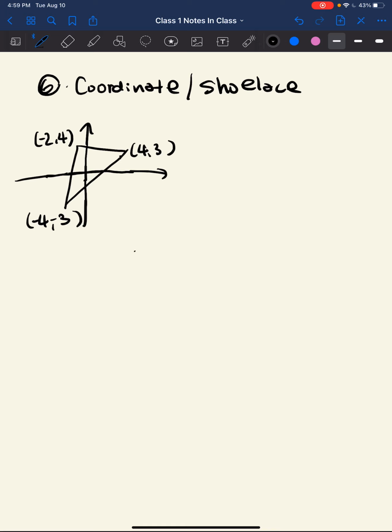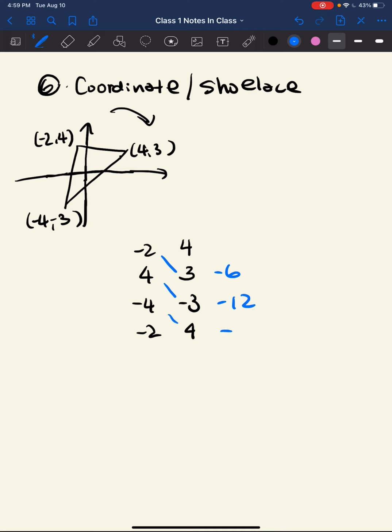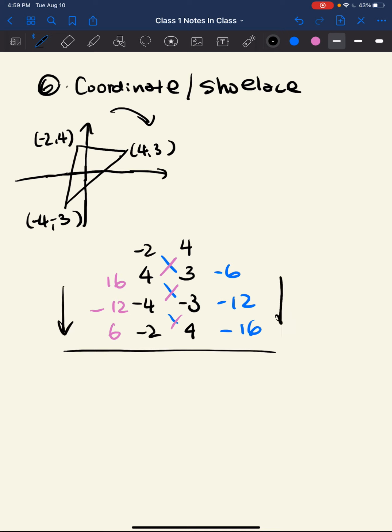So we pick a point, let's start from (-2, 4), and we just write the coordinates clockwise, or counterclockwise, whatever you want. So -2, 4, 3, -4, -3, and we end with -2, 4 again. So this part is very important. You have to write -2, 4 again. And then we multiply it. 2 times -3 is -6, and then -12, -16, and we multiply the other way. 16, -12, and 6.